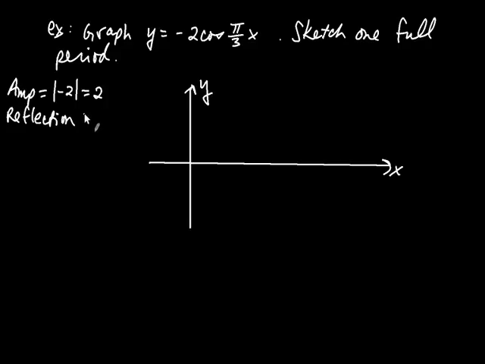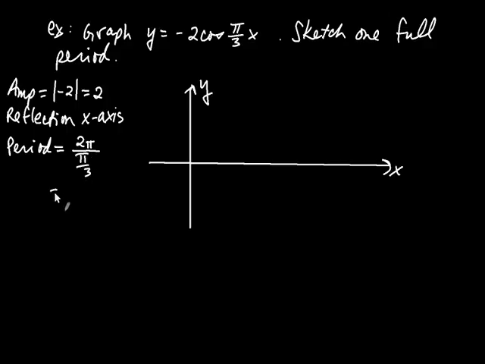okay, across the x-axis, and I can see that because we have a negative sign here. So we have a change in amplitude, and we have a reflection. And we also have a period change, right? The new period is the old period, which is 2 pi, divided by whatever you're multiplying x by, which in this case is pi over 3. So you divide by pi over 3.